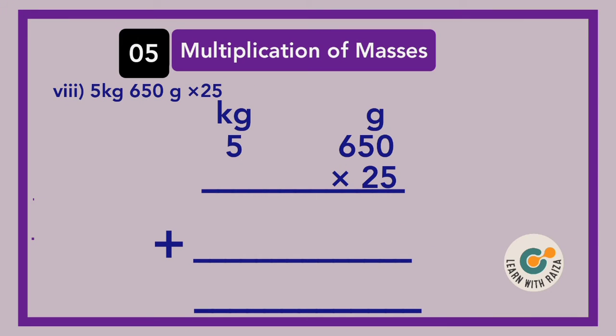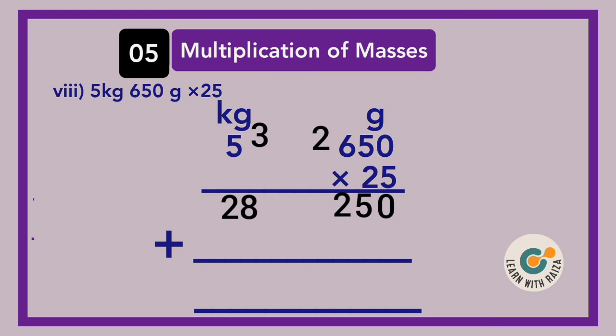Here we are given 5 kilogram 650 gram to be multiplied by 25. So let's start from 5. 5 times 0 is 0. 5 times 5 is 25. 5 times 6 is 30, and 30 plus 2 is 32. Now 2 below and 3 goes to the kilogram side. 5 times 5 is 25. 25 plus 3 is 28.